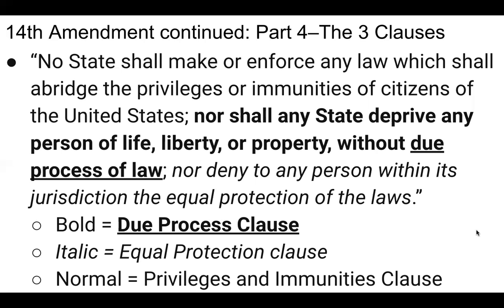The first piece up top, no state shall make or enforce any law which abridges the privileges and immunities of citizens of the United States. That is just the normal type there. That is called the Privileges and Immunities Clause. And the biggest practical impact of that is it stops states from being prejudiced against immigrants. So this is going to deal with slavery, right? Because you have just massive amounts of former slaves, now 5/5 of a person, right? Black people, moving all throughout the country.